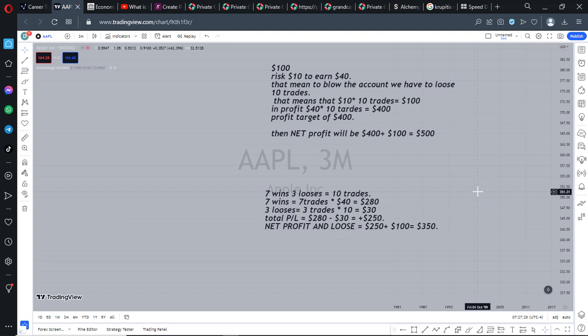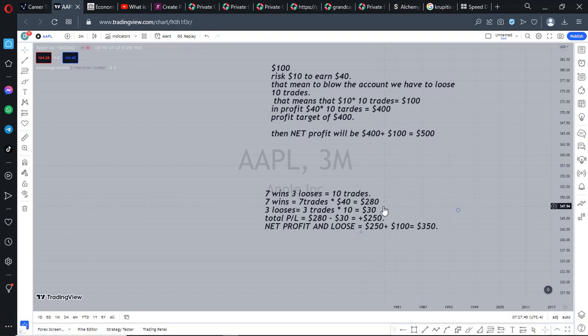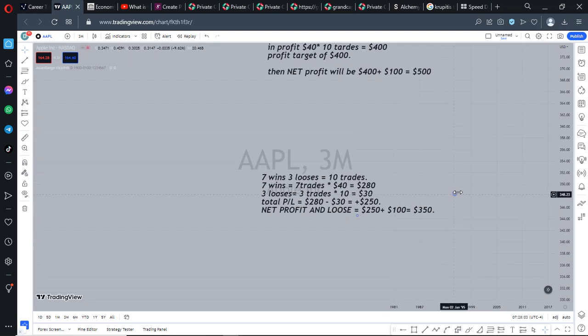All right, so this is just the math in it. If we secure the trades perfectly and we have 7 wins and 3 losses, we have 10 trades, because to blow our account you have to lose 10 trades straight. So you have 7 trades times the $40 target profit, you have $280. You have 3 losses, $10 risk on each, you had a loss of $30. Your total profit and loss is your profit minus your loss, which is $250, and then your net profit and loss that will be added into your account is that $250 plus the $100, and we have a total income of $350.